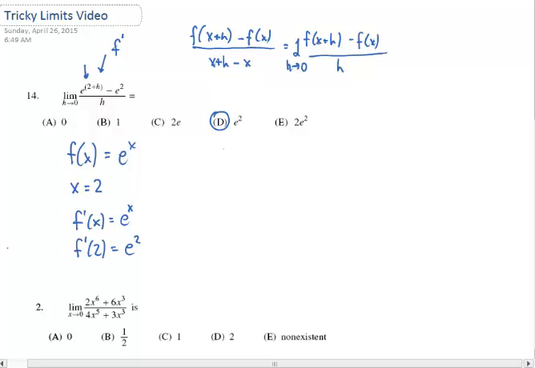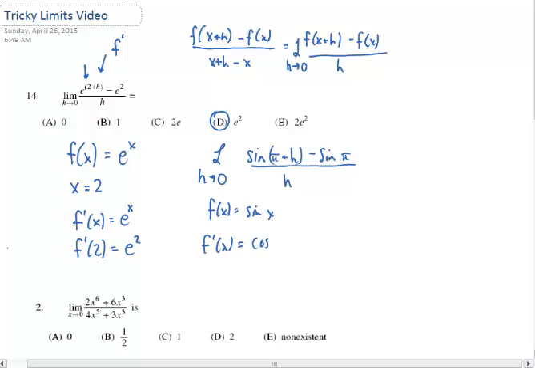If, let's say, they gave you a function that looked like the limit as h goes to 0 of the sine of pi plus h minus the sine of pi all over h, this also would be a definition of the derivative, but this time the function would be sine of x, and the derivative of sine would be cosine of x, and they'd be asking you simply to find the derivative at pi, which in this case would be -1 when you plug pi in.